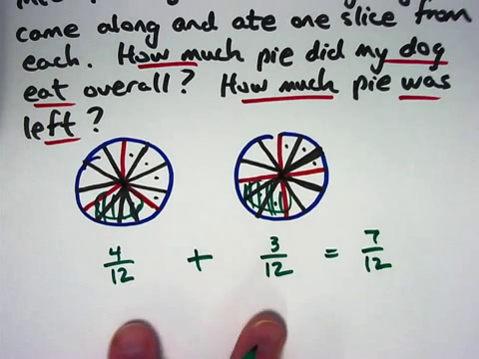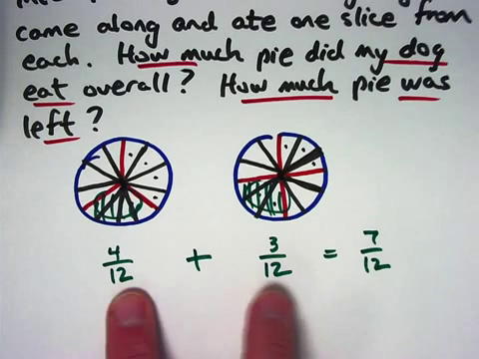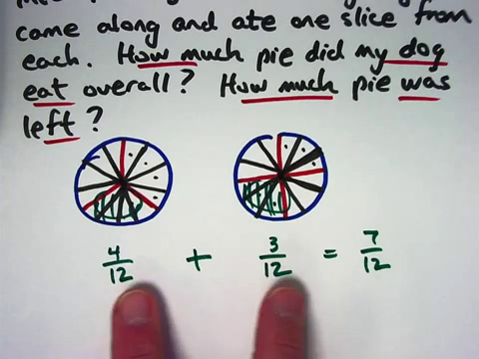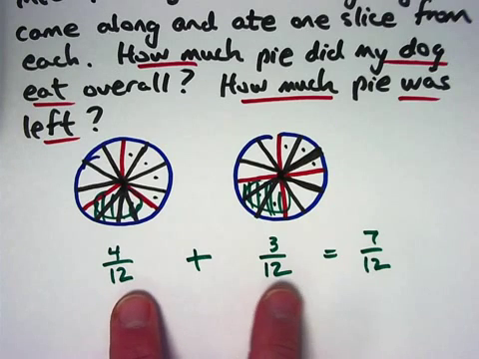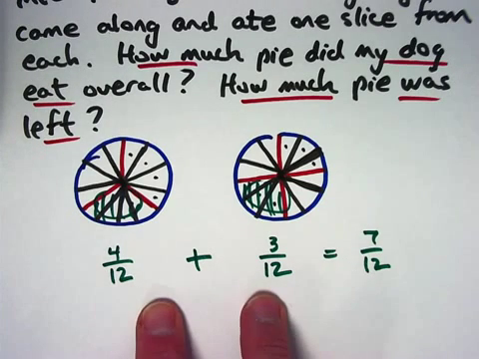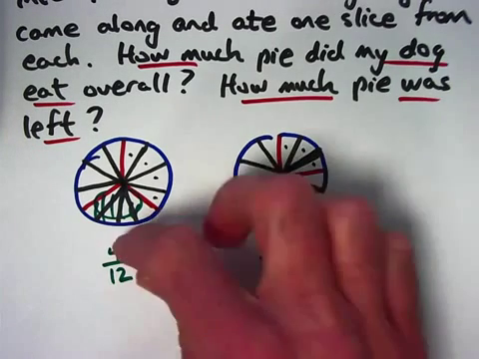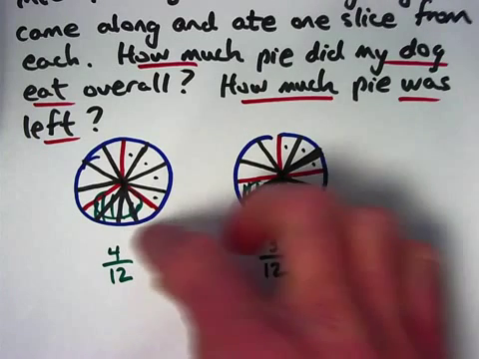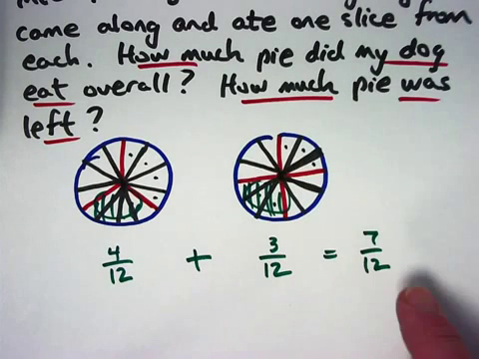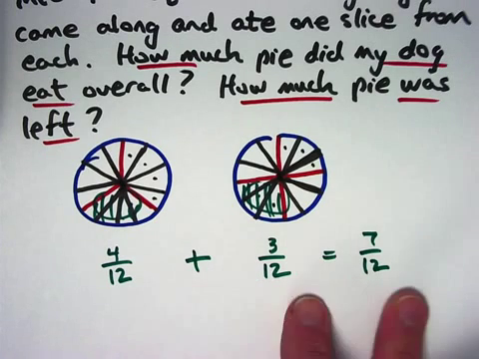When you've got fractions represented this way, where both of these numbers on the bottom, the 12s, are the same, these numbers on the bottom of the fractions are called denominators, then you can add the fractions by keeping the denominator the same, 12 over here, and just adding the numbers on top. The numbers on top are called numerators. So 4 plus 3 is 7, that's where the 7 comes from, and the 12 stays the same.